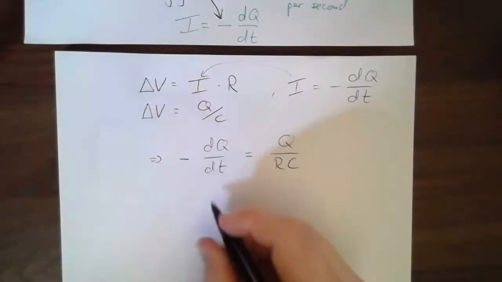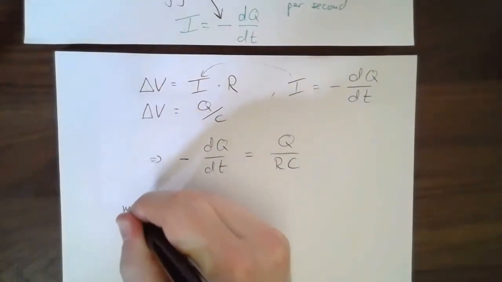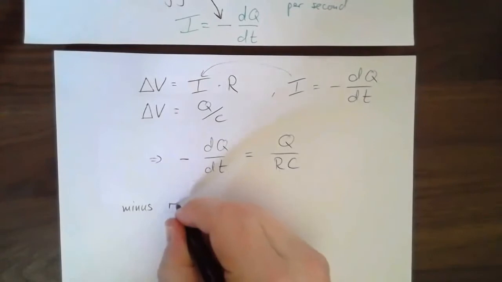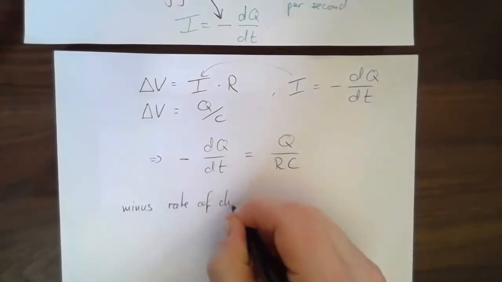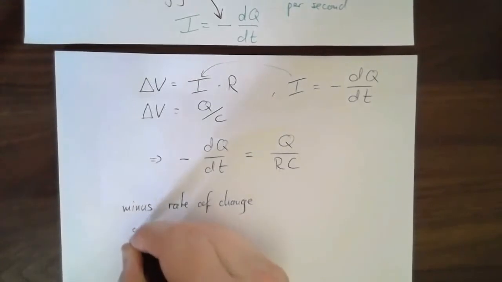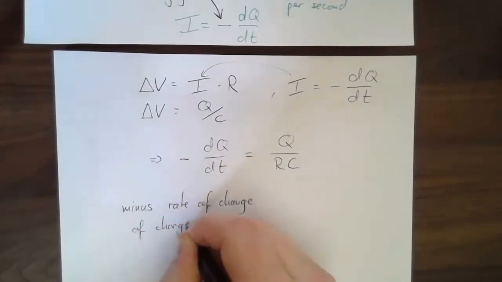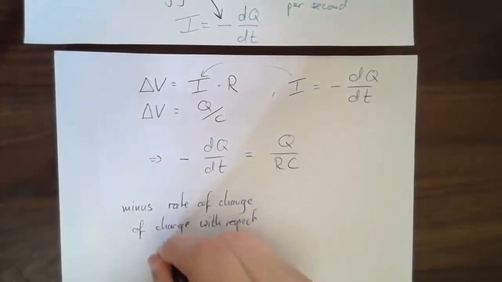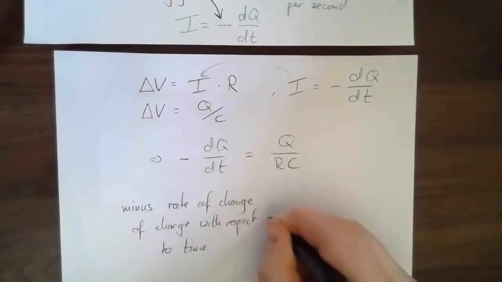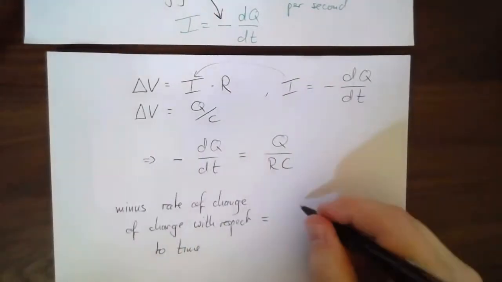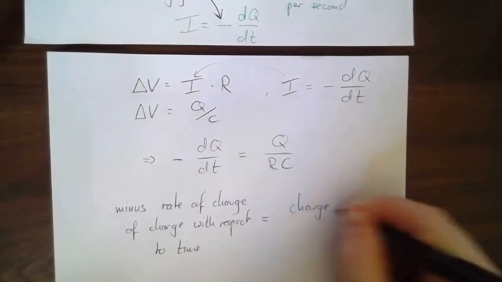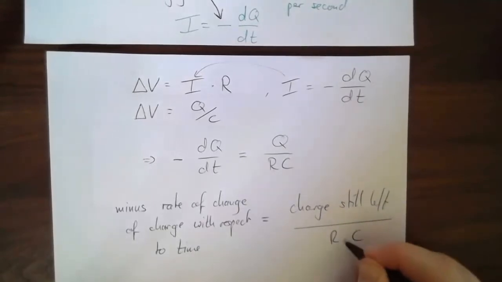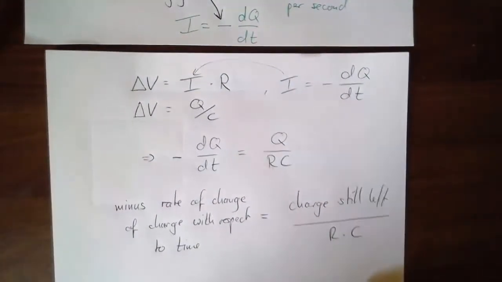Right? So, to write it out in words to make sense of it: minus the rate of change of charge with respect to time is equal to the charge still left divided by, well, R times C. We know what those are. Those are just constants that depend on the resistor and the capacitor.